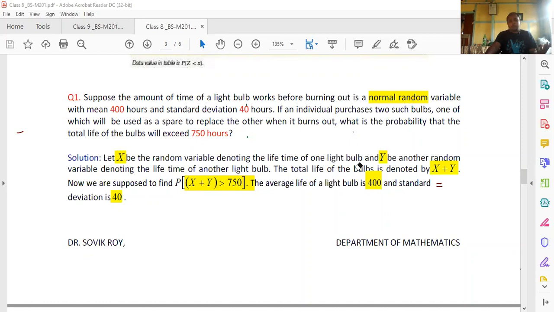My time has almost run out. Today I'm going to conclude at this point. On Friday, we are again going to sit with normal distribution. Okay, we are going to continue.